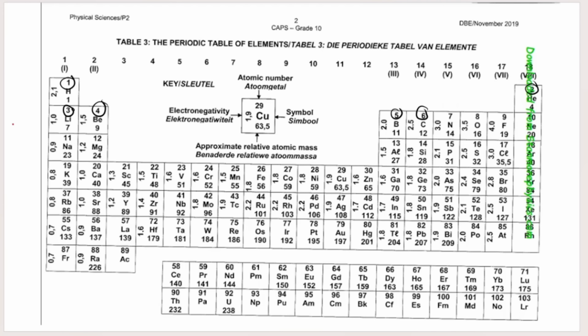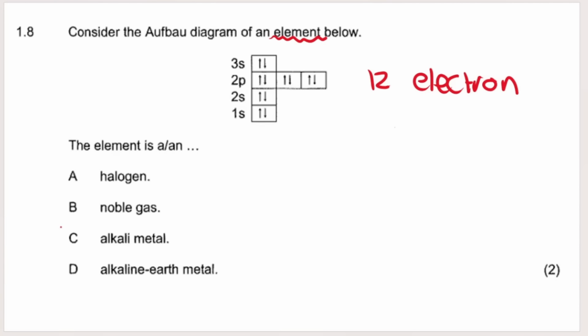So 12 electrons. Remember, electrons can be found if we look at an atom. If we look at the small number, that's the atomic number, which is the number of protons, but also the number of electrons in an atom. Okay, so 12 is my number, and we know that that is magnesium, and magnesium is in group 2, and we know that group 2 are the alkaline earth metals. So therefore my answer is D, the alkaline earth metals.